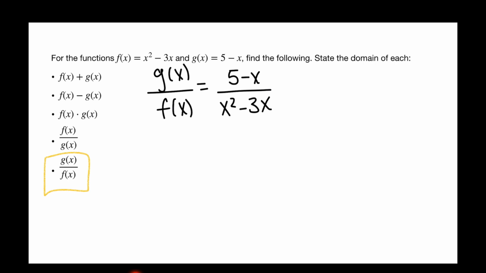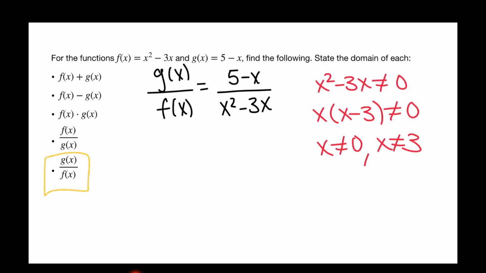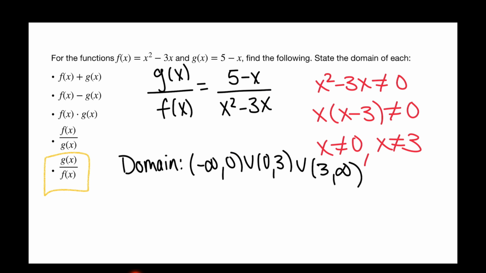In terms of the domain, once again, we have something to think about. Division by 0 is undefined. So my denominator, which is function f, x squared minus 3x, cannot equal 0. I can factor out an x. x squared minus 3x becomes x times x minus 3. That means neither of the factors can equal 0. So x cannot equal 0, and x cannot equal 3. So my domain would be all numbers except for 0 and except for 3.